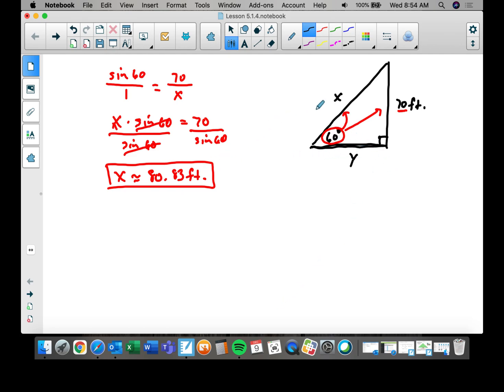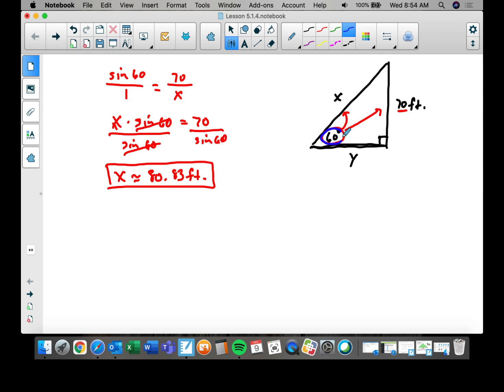Now I technically do have two side lengths, so I could do the Pythagorean theorem in order to find y. I'm going to stay away from that though, because now this is a rounded answer, and I want to try to stay away from using a rounded answer in a calculation. The only place you want to round is the final answer. So I'm not going to use that. So instead, I'm going to come back and do some more trigonometry.